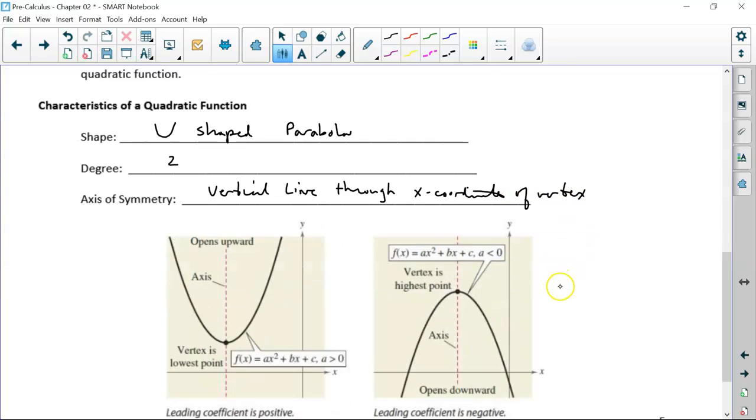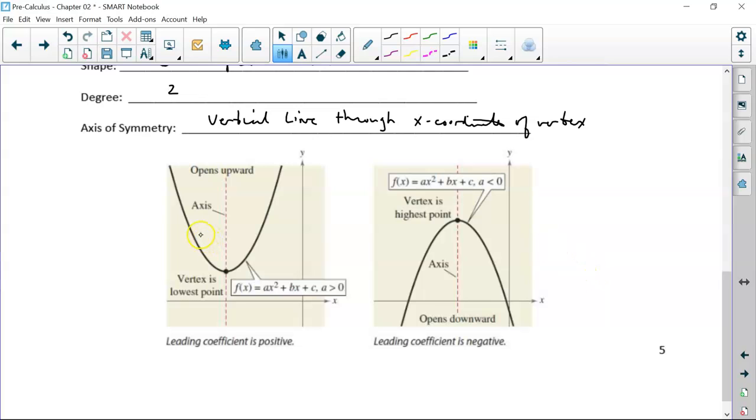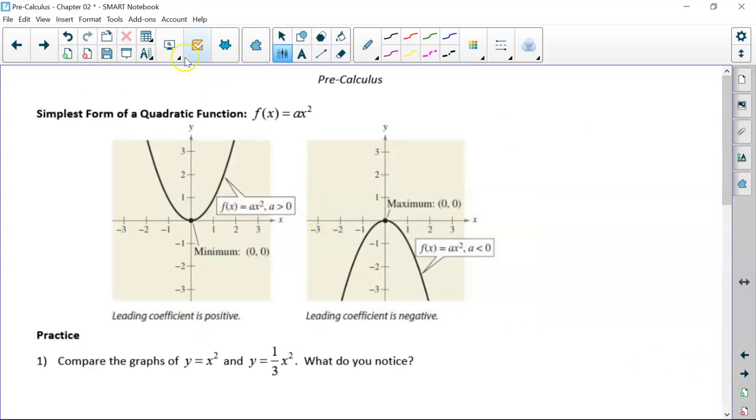So you can go and look through that. You can see when the leading coefficient is positive, leading coefficient is negative. That's what we're going to be talking about on the next page. So when the leading coefficient is positive, it opens up. When the leading coefficient is negative, it opens down. When it opens up, we have a minimum at the vertex, and when it opens down, we have a maximum at the vertex.